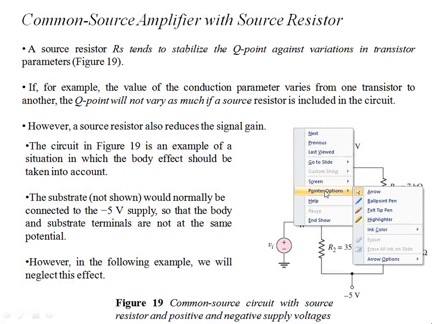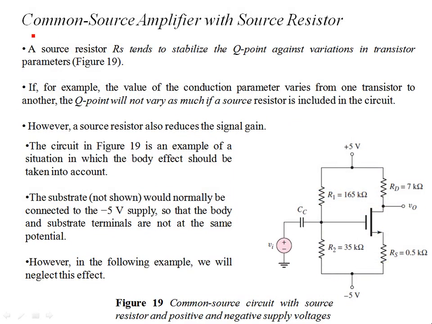If you recall, last time we talked of the common source amplifier configuration for an NMOS device without source resistor. Now we have the same configuration, but we have included the source resistance. The idea of including the source resistance is to stabilize the Q point. So you can stabilize your IDQ and VDSQ owing to inclusion of RS in the circuit.